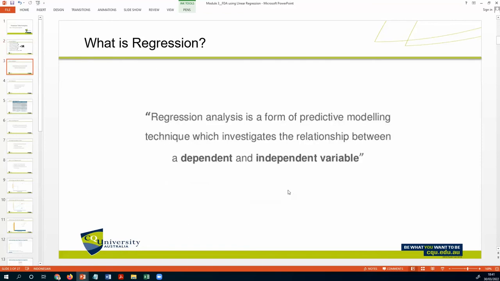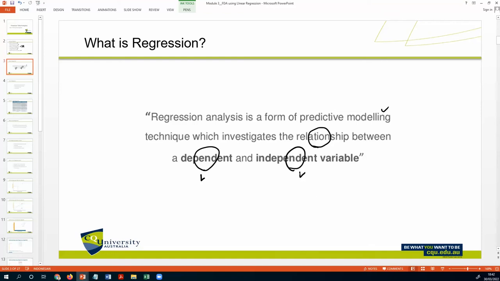So what is regression? Regression analysis is a form of predictive modeling technique which investigates the relationship between a dependent variable and independent variables. The objective of a regression analysis is to understand the relationship between the dependent and independent variables.